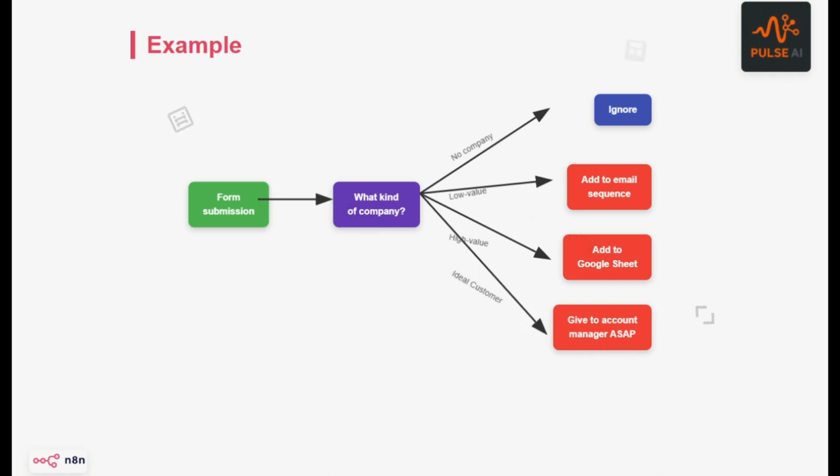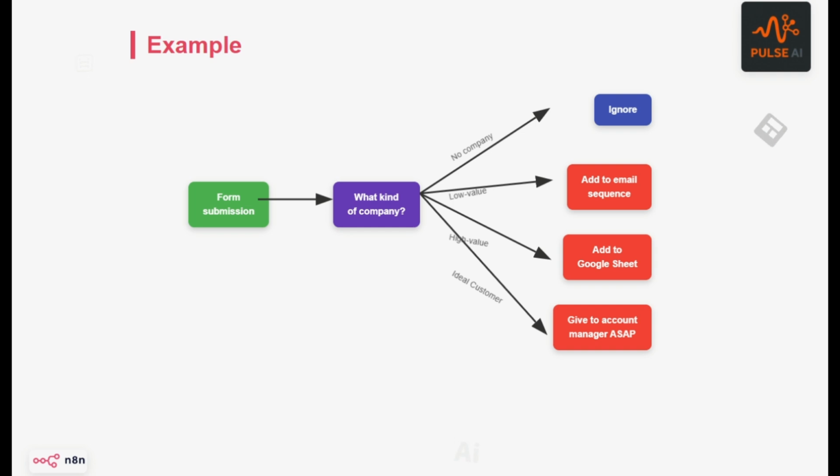Depending on which kind of company is submitting the form, we have a very predictable set of actions that need to be executed, and we have a data transfer from one point to another, the starting point being the form submission. Depending on what kind of company is submitting the form, we're going to be transferring the data to either an email tool, Google Sheets, or for example Slack to notify the account manager.